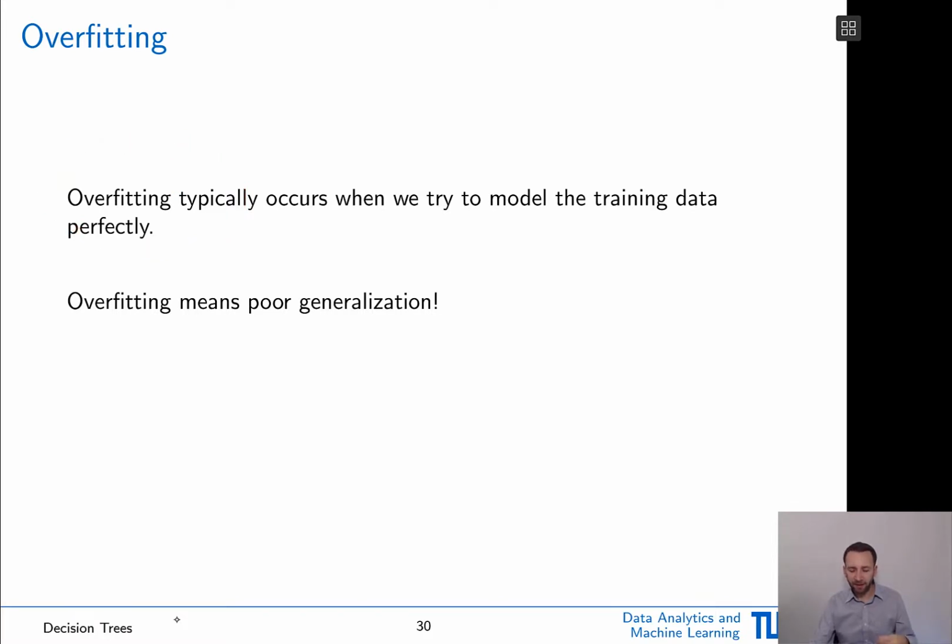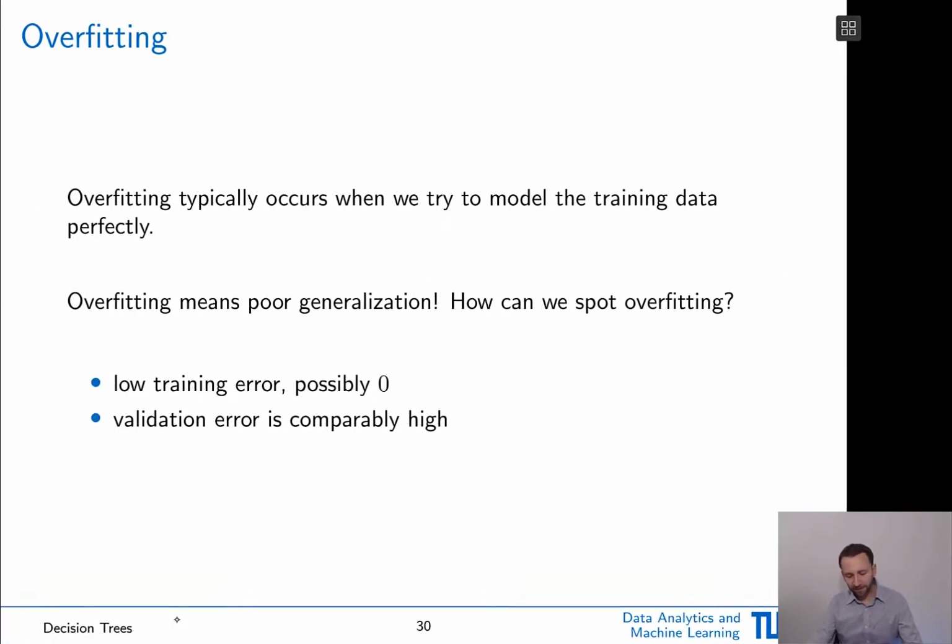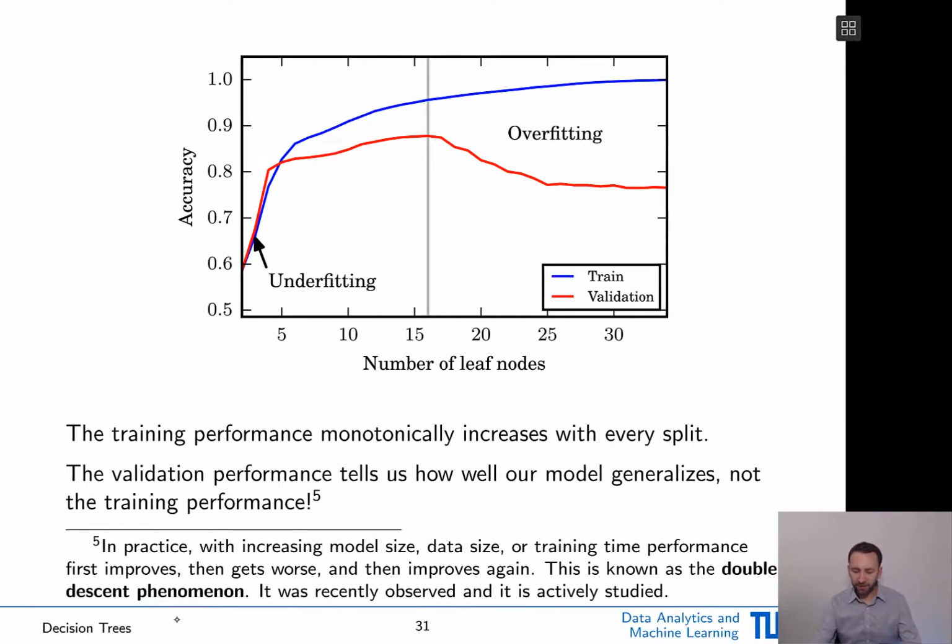Overfitting means we model the training data perfectly, or too well, but it does not generalize to other new data. Okay, that's a very important term you should be aware of, overfitting. And here you see it in more detail again, right? You have low error on the training data, but the validation error is comparably high.